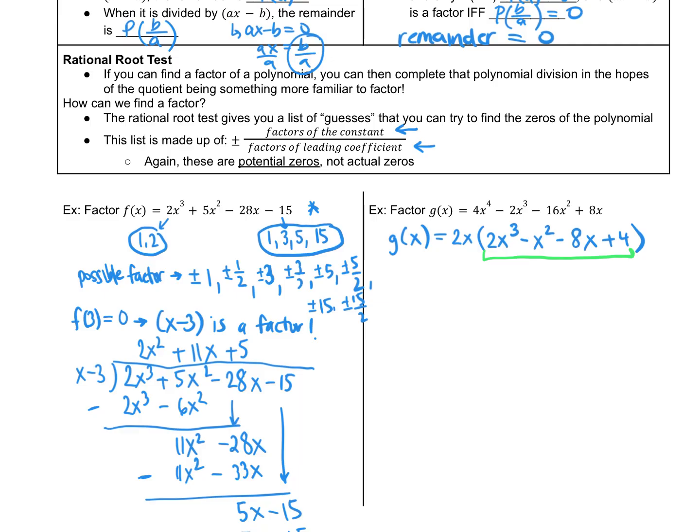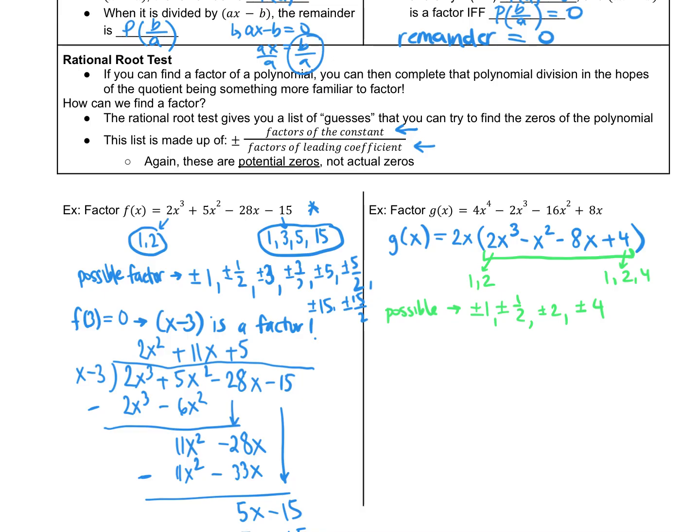So in terms of my options, the factors of 2 are 1 and 2. The factors of 4 are 1, 2, and 4. So my possible options here, my possible factors, 1 divided by 1 and 1 divided by 2. 2 divided by 1, and 2 divided by 2 is 1, which we already have in our list. 4 divided by 1, and then 4 divided by 2, we already have that in our list as plus or minus 2. So here are the possible factors, a lot less.